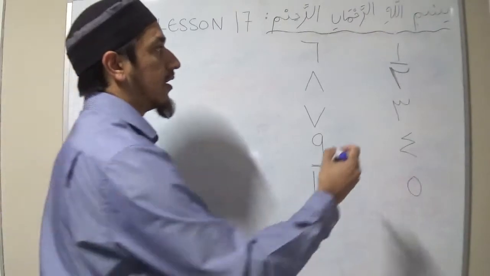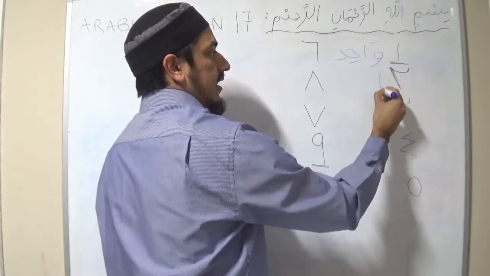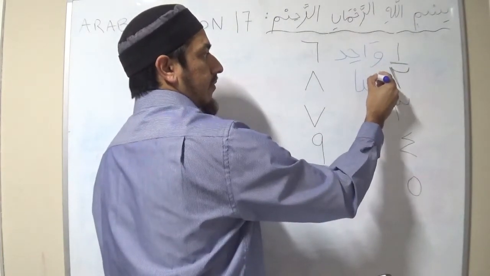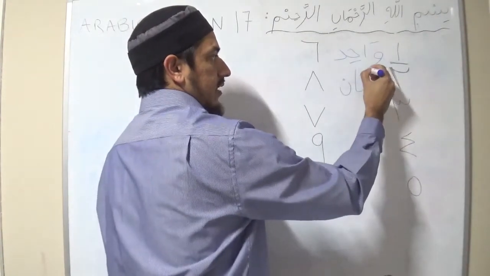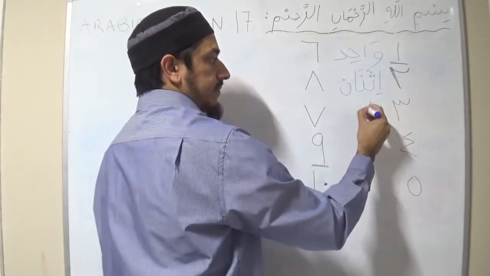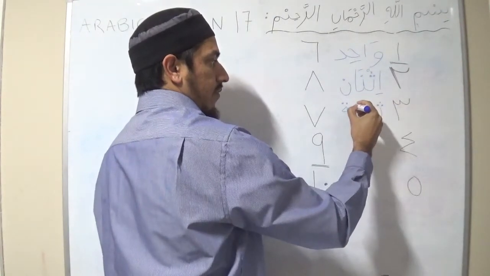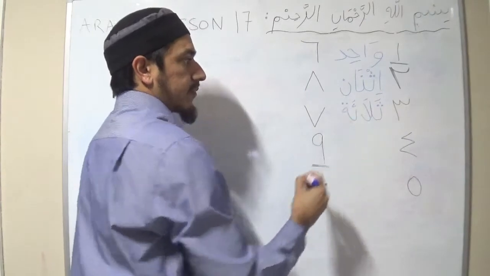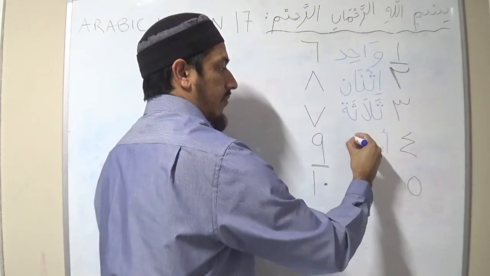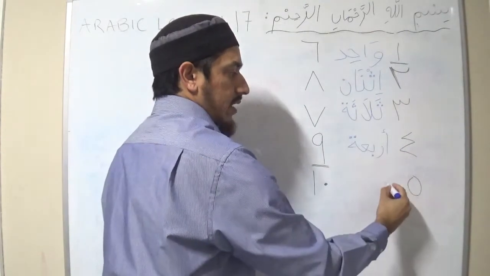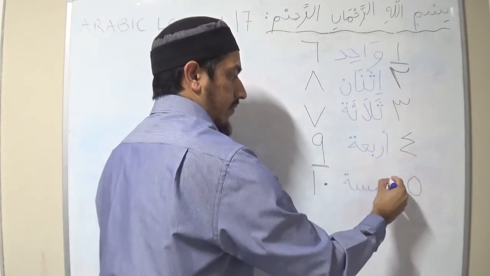So we have واحد, اثنان, ثلاثة, أربع, خمسة. So that's the first 5.